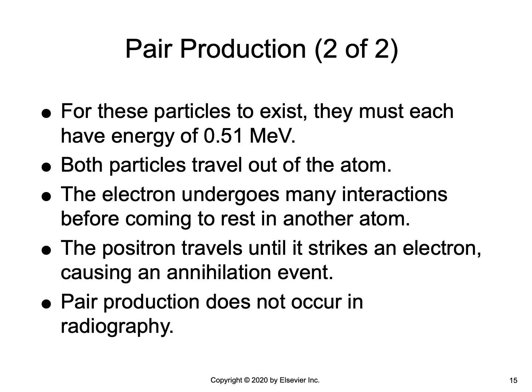The electron undergoes many interactions before coming to rest in another atom. The positron is an unnatural particle, and as such travels until it strikes an electron, causing an annihilation event. In this annihilation event, the positron and the electron it interacts with are destroyed, and their energy is converted into two X-ray photons that radiate out of the atom. Pair production does not occur in radiography because the energy levels required exceed the range that we use in diagnostic X-ray production.